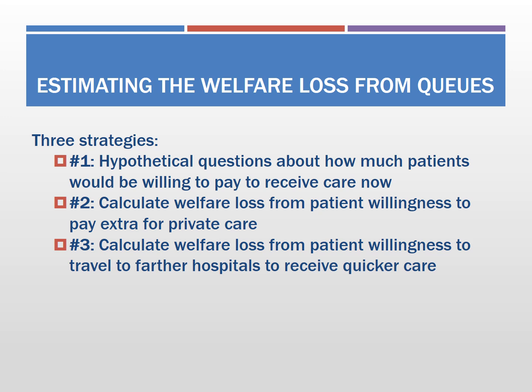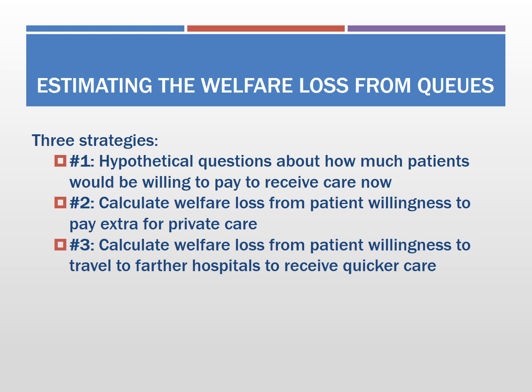Number two, we can calculate the social welfare loss from patients' willingness to pay extra for private care. So instead of getting free public care and waiting in line, how much are they willing to pay for private care right now to get the service? And number three, we can estimate the welfare loss from patients' willingness to travel, the distance from where they live to a different location, to receive quicker care.